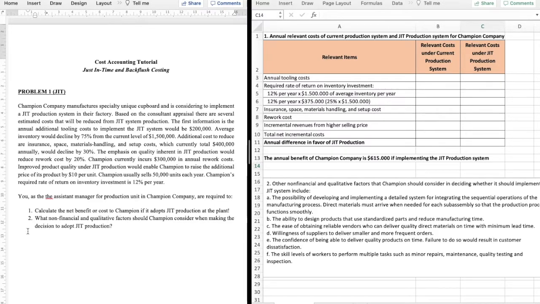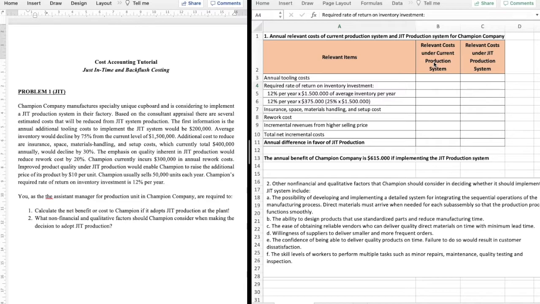And the second question is, what non-financial and qualitative factors should Champion consider when making the decision to adopt JIT production? Alright, here we have a table. The first column is relevant items to list all the relevant costs that exist, such as the annual tooling cost, required rate of return on investment. This is all the information from the problem.